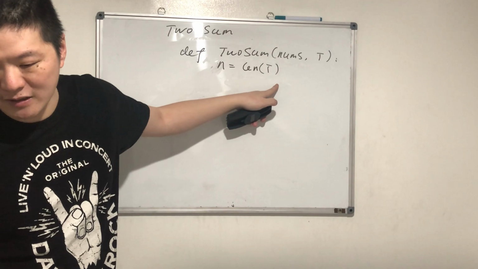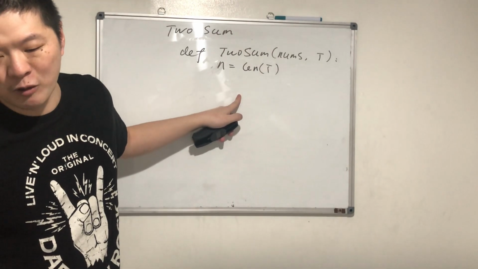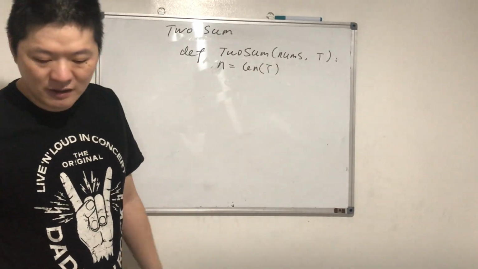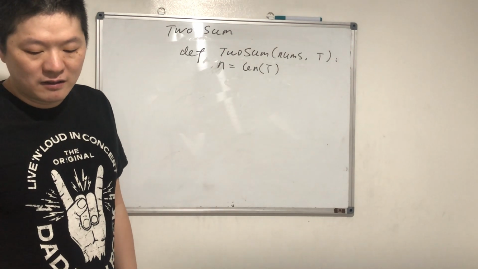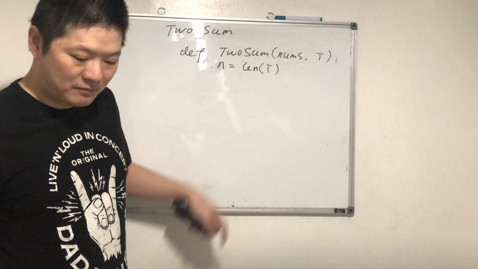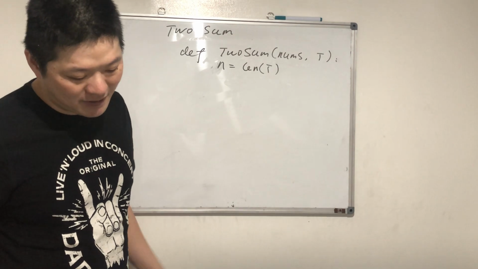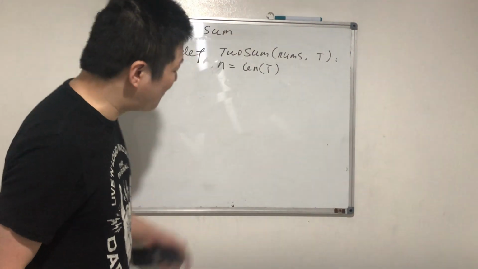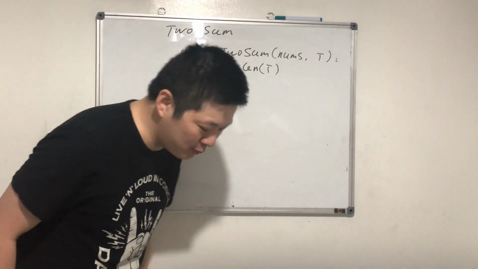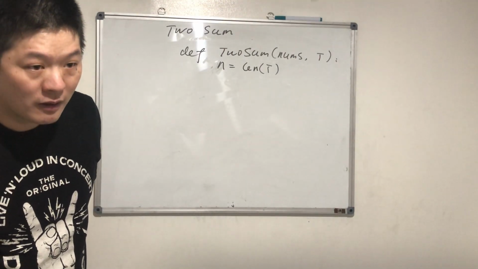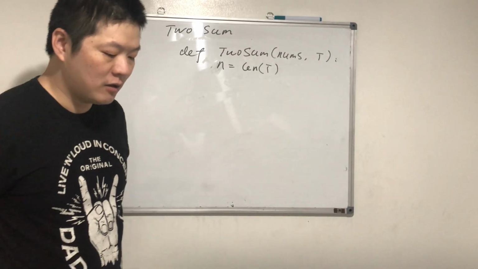What's the maximum index of this list? n? No, n minus 1. Remember, it starts from 0. If there are 5 elements, the maximum index is what? 5 minus 1, 4. Yeah, well done.